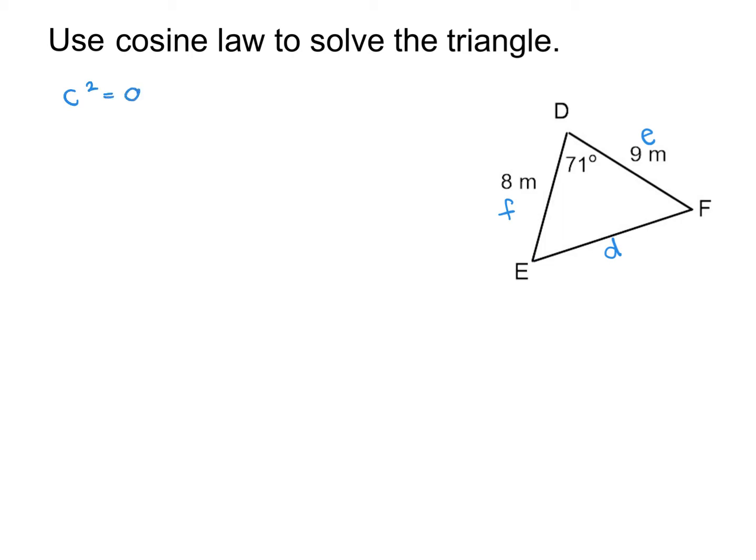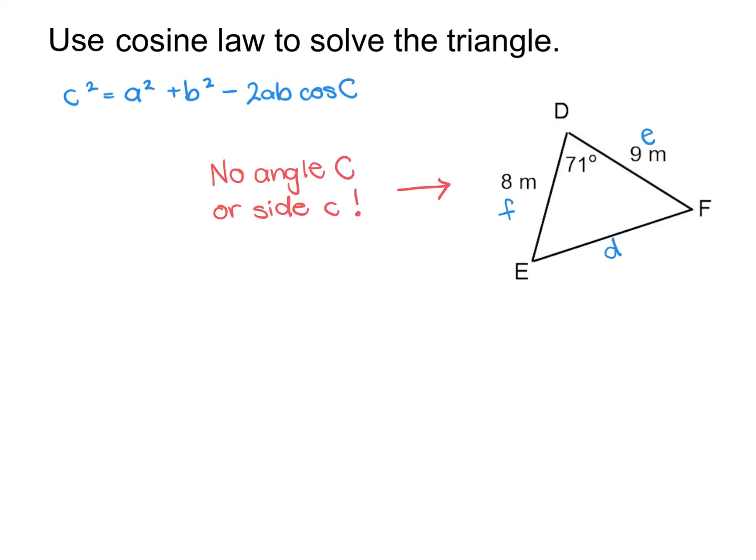Now, if you remember, the actual cosine law looks something like this. Minus 2AB times cos of angle C. But there's a problem here. Notice we don't have an angle C or side C on our triangle. So we're going to have to adjust this equation a little bit. What we do have is a side D. So anytime I see C, I'm going to substitute with D instead.